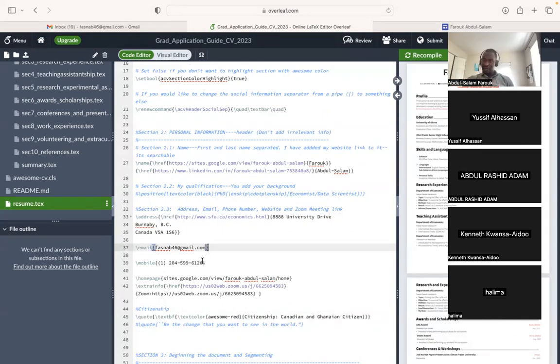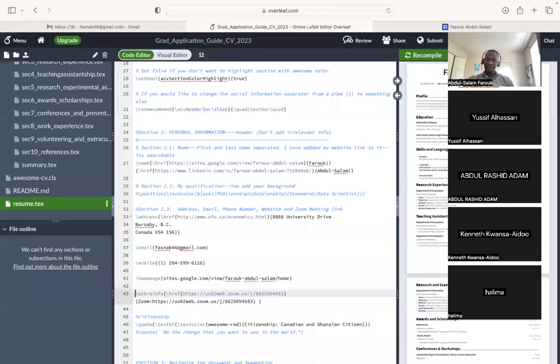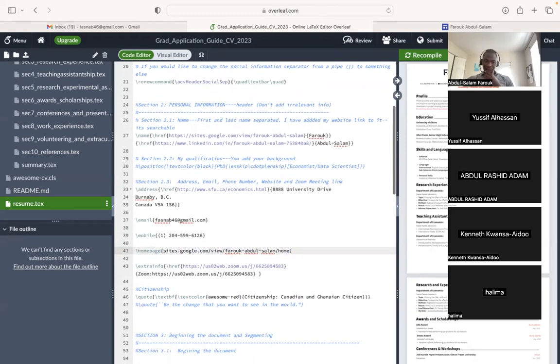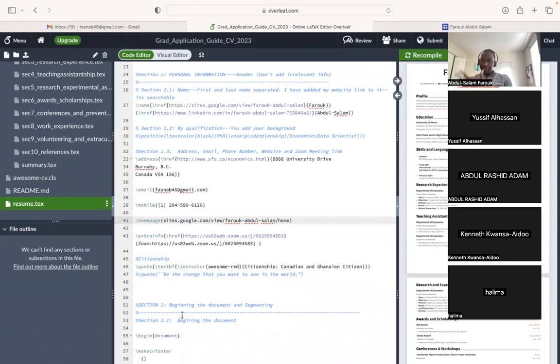Then comes the contact detail. You might want to change the contact detail again to suit you. If you don't have a website, just like what a colleague of yours mentioned earlier, you can quickly come in here and put the dollar sign in front of it. That means you don't have any Google site account, so it's not going to appear. If you have it, you activate it.